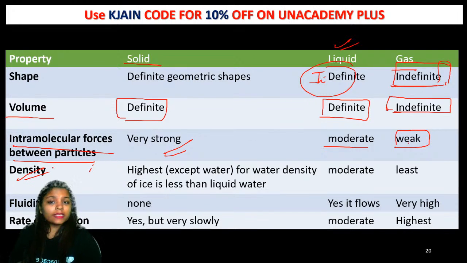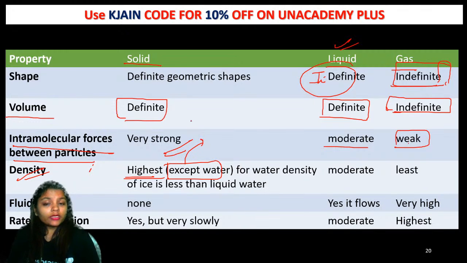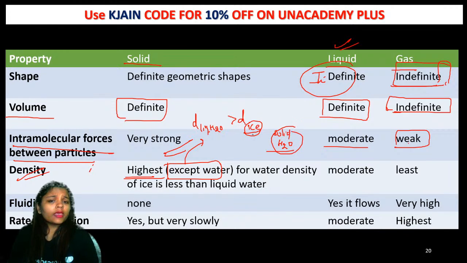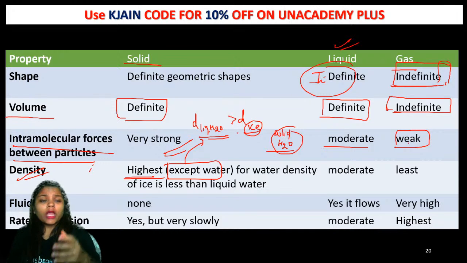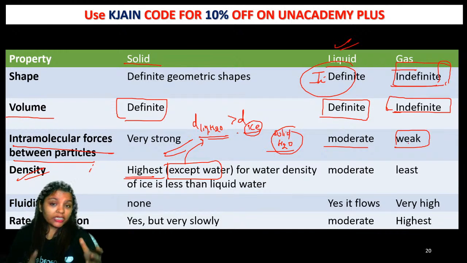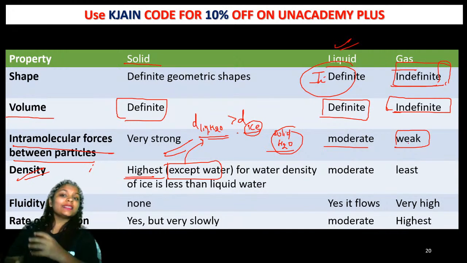If I talk about density, then solid has a high density, the highest density actually, except water. Because in the case of water, the density of liquid water is more than the density of ice, or you can say solid water. How can we say that? Because ice floats on water, so we can say ice has a lower density than liquid water.